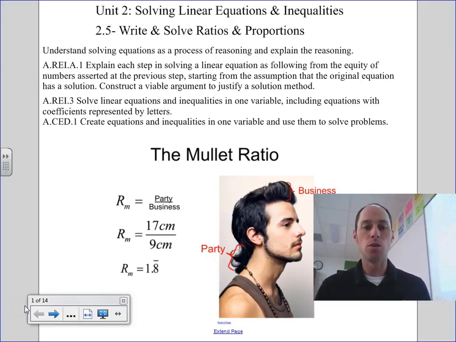As you can see with the guy with the cool mullet, a ratio in this case compares the business to the party of the mullet. Okay, a ratio is a way we can compare two quantities and give it a value, so we can compare. In this case, compare someone's mullet and say who's got the better mullet. So we'll take a look at ratios and how we can do that.